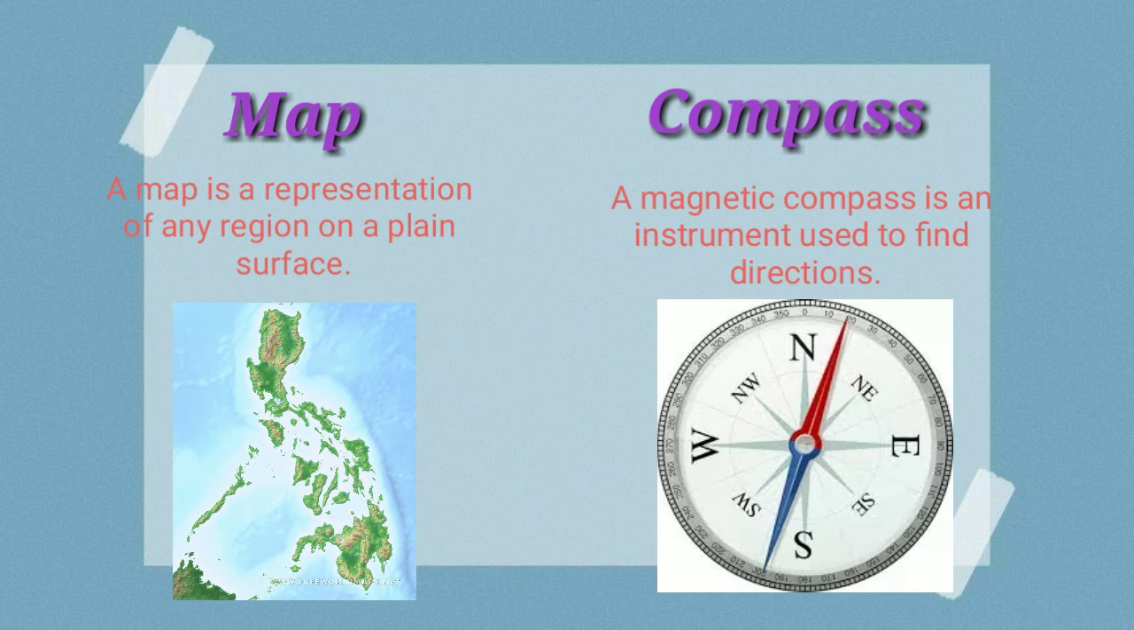There are also 4 cardinal subpoints: northeast or NE, southeast or SE, southwest or SW, and northwest or NW.